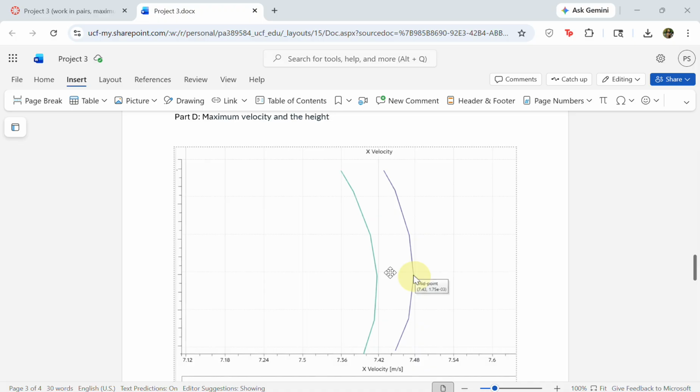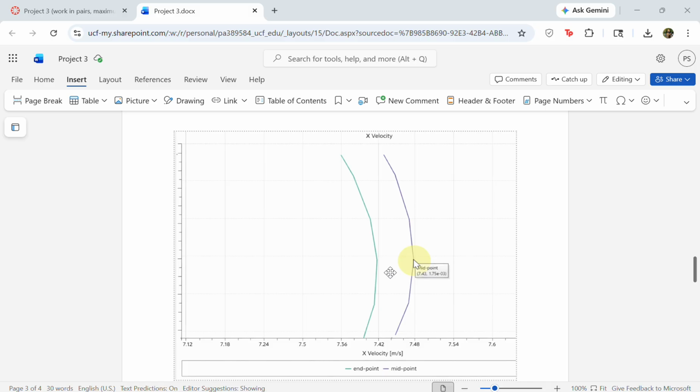The top plate is moving in the positive direction at 3 meters per second, while the bottom plate is moving in the negative direction at 2 meters per second. Because of this difference in wall motion, the fluid is dragged more strongly in the direction of the top plate, which shifts the velocity profile upwards and causes the maximum velocity to occur above the center line. This confirms that the velocity distribution is asymmetric due to the combined effects of pressure-driven flow and moving boundaries.